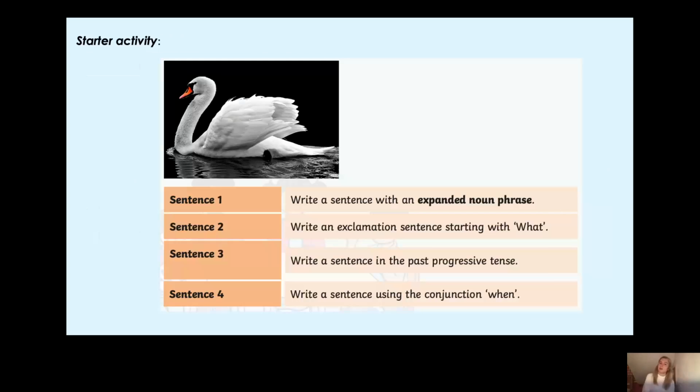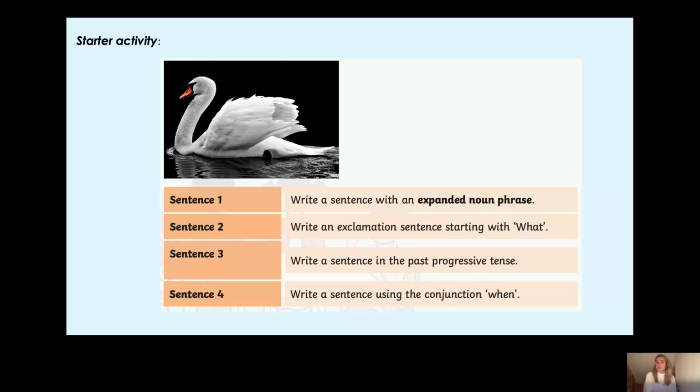So here you have a picture of a swan. Now you're going to be writing 4 sentences and there is an instruction for each sentence. In your first sentence, you need to include an expanded noun phrase. So can you remember what is included in an expanded noun phrase? Then in your second sentence, you need to write an exclamation sentence starting with what.